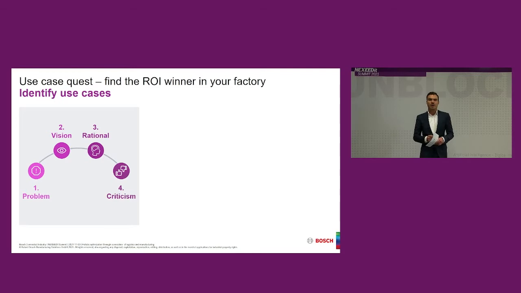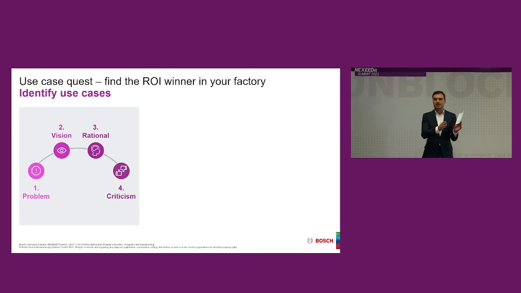Step number 1, problem. What are my problems? What are your problems? And therefore you definitely have to ask your experts in your plant. And it is not enough to write down the problem. It is also necessary to ask yourself, what are the consequences of my problem and how often does my problem occur? And with these 2 questions, you can make a good prioritization of your problems.